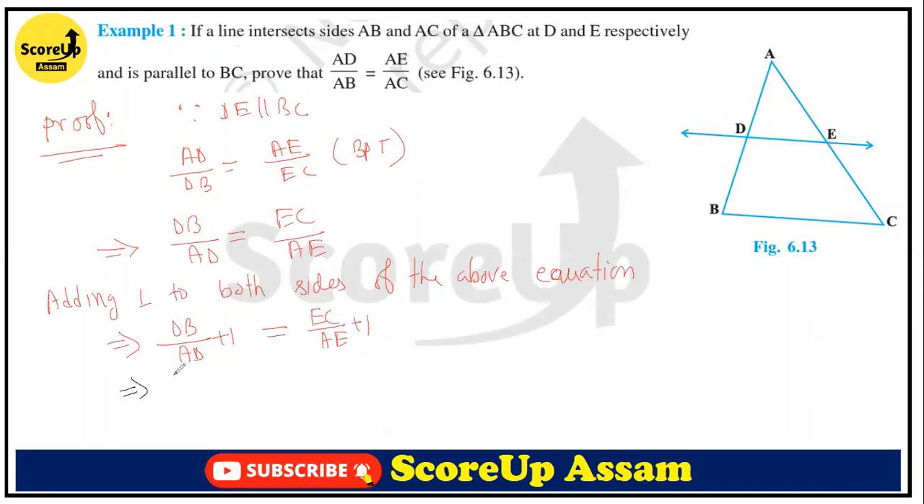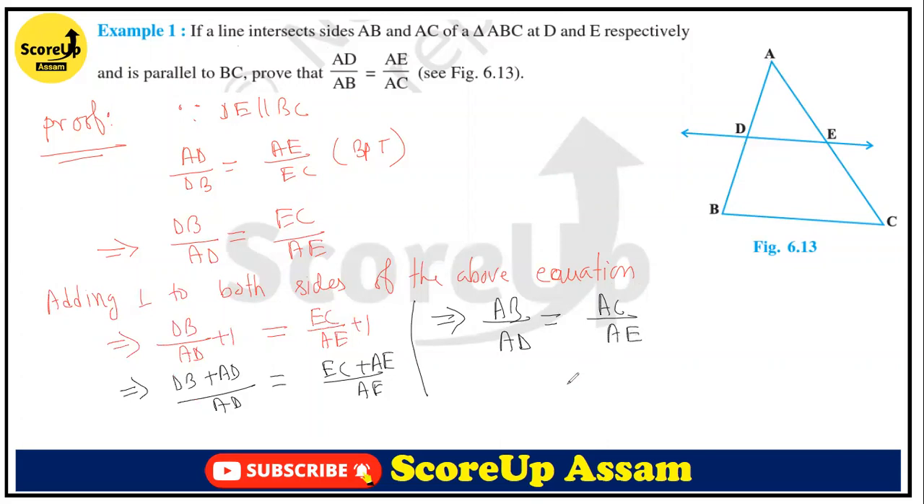So it will be what? DB plus AD by AD. Here it will be EC plus AE by AE. Now see, DB plus AD is ultimately what? AB. Similarly, EC plus AE is ultimately AC. This is our AC by AE. So now, if we reciprocate it again, then we can write AD by AB is equal to AE by AC. I hope it is clear. Okay.